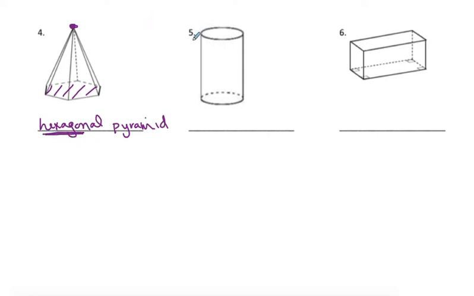On number 5, okay, I don't have any apex, and I do have one base here that's circular and a second base here that's circular. So it's not a prism because the bases are circles. When I have two bases that are circles, that's going to be my cylinder.